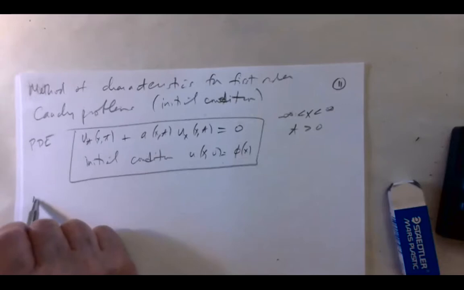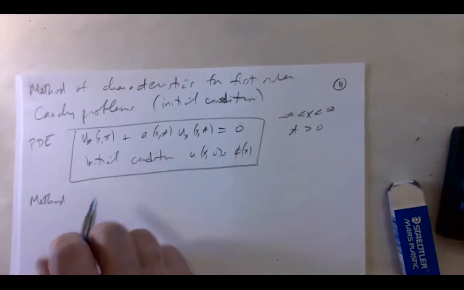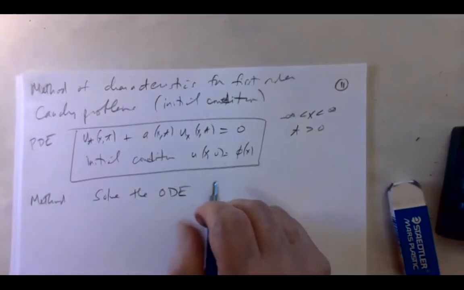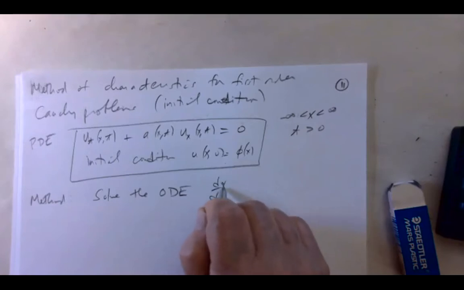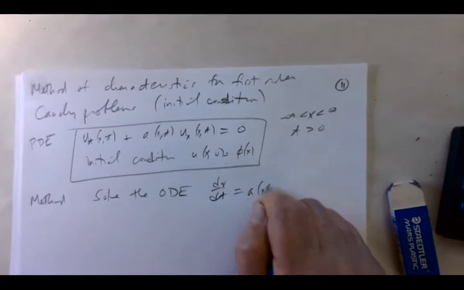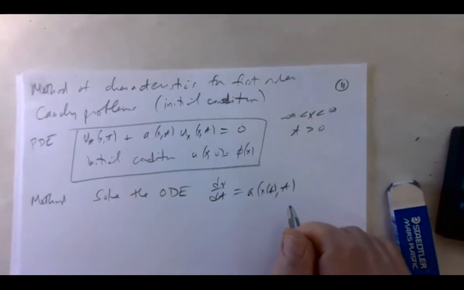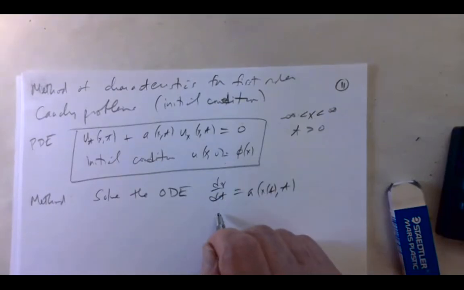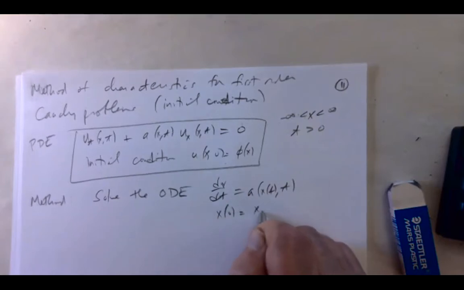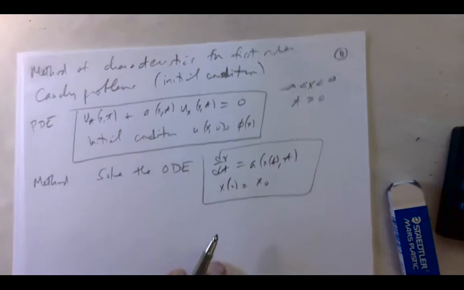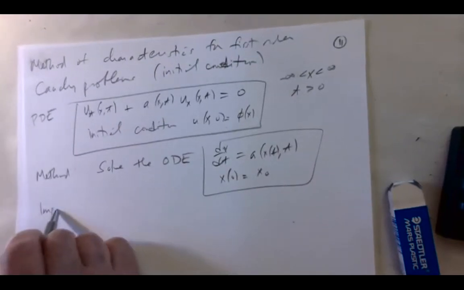And the general method is as follows. Solve the ordinary differential equation, dx/dt equals a of x of t comma t, with the initial condition that x of 0 is something, we'll call it x0. And then we make the following important observation.